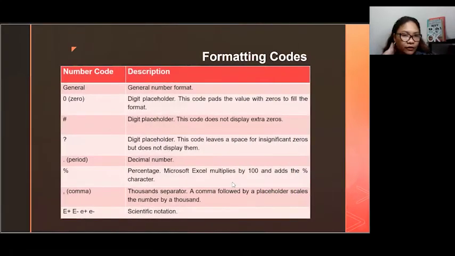So what are the formatting codes? These are used within sections of a custom format. These codes are shown in the table that you will see on the slide. You have the general number format. You have the zero digit placeholder. The number sign, or hashtag, does not display extra zeros. The question mark leaves a space for insignificant zeros but does not display them. The period is for a decimal point. The percentage sign: Microsoft Excel multiplies by 100 and adds the percentage character. The comma is the thousand separator. And then you have scientific notation.